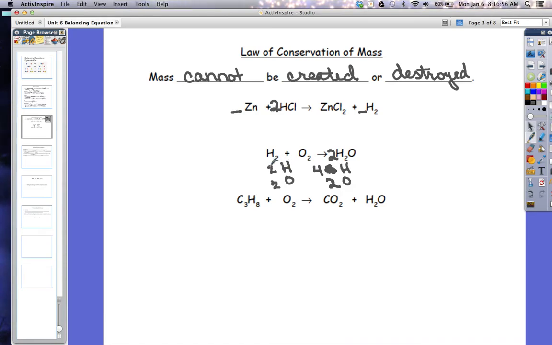What can I do to make this 4? I can't make this go down to 2, but I can make this go up to 4, and I can do that by putting a 2 in front of this, because 2 times 2 of them would give me 4. So this balances with a 2 here and 2 here. All right, now you try this one. Stop the video and try this one and see what you get.